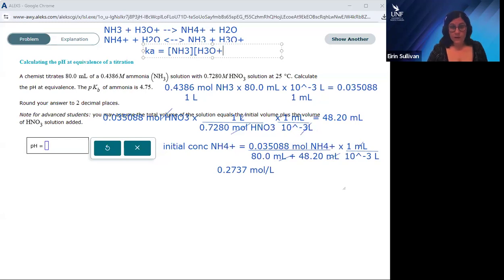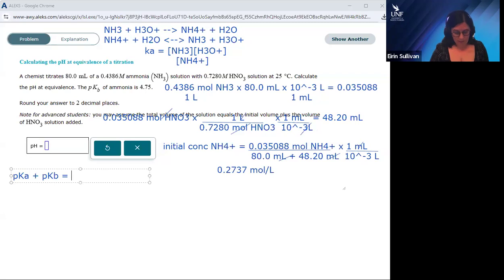Divided by the concentration of ammonium, it's going to equal Ka. We haven't been given Ka. Hang on, Ka. Well, I've got pKb. And again, there are many ways to do this, because there are so many expressions that relate Ka and Kb, pKb, pKa, etc. I'm going to do it this way.